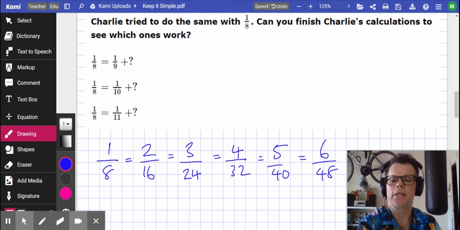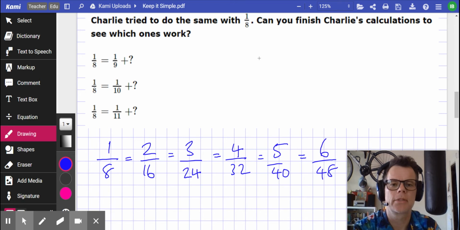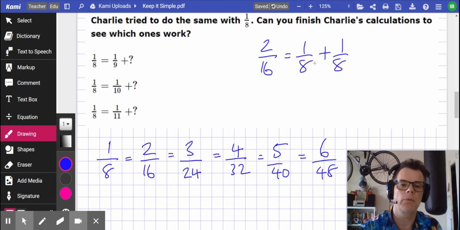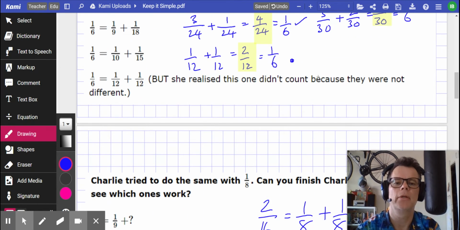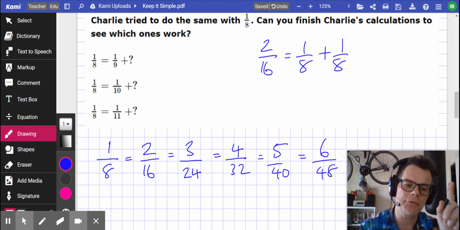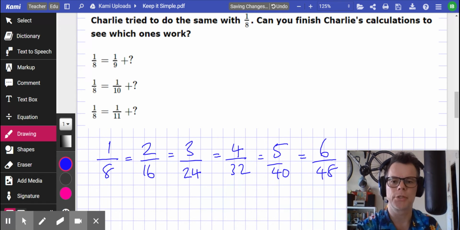So let's see. I think I'm going to do a bit of backward working here. I think 2/16, that's 1/8 plus 1/8, isn't it? And that is unit fractions, but that's a bit like the one above where we said they have to be different. So if we go back to this one, look above. See that one there, the 12ths, 2/12ths? We said that wasn't allowed because they're not different unit fractions. So although that would work, they're not different unit fractions, so we're not allowed to do that one. So scrub that idea.